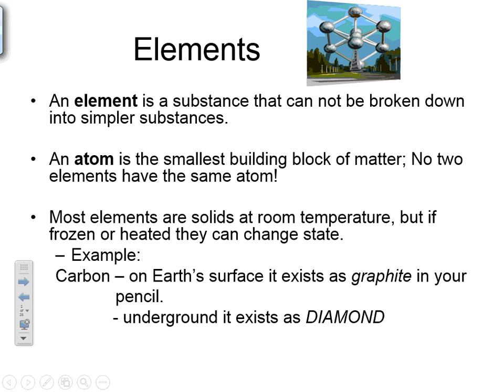Most elements are solid at room temperature. And tomorrow I'll pinpoint on the periodic table exactly which ones are solids, which ones are liquids, and which ones are gases at room temperature. They can change states, though, under heat or pressure. For example, carbon can exist as charcoal. It can exist as graphite. And if it's under the ground and exerted under lots of heat and pressure, it turns into diamond. So elemental carbon can form in a couple of states. And that's just one of the examples.